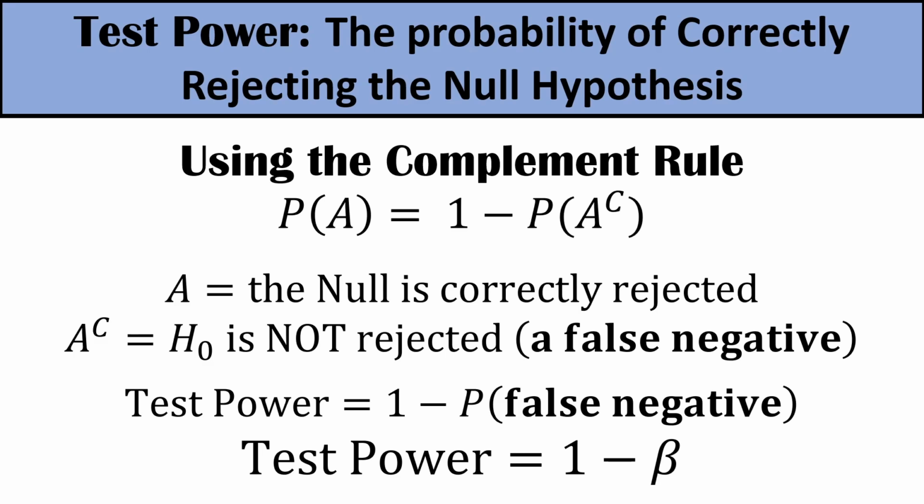Now, I know this slide is a little bit abstract. I'm mentioning it because I want to be sure that if in the lab, on an assignment, or on the final exam the symbol beta comes up, you're going to understand what it means. Beta is just the probability of a false negative. 1 minus beta, the complement, is the probability that you correctly reject a null. That is test power.